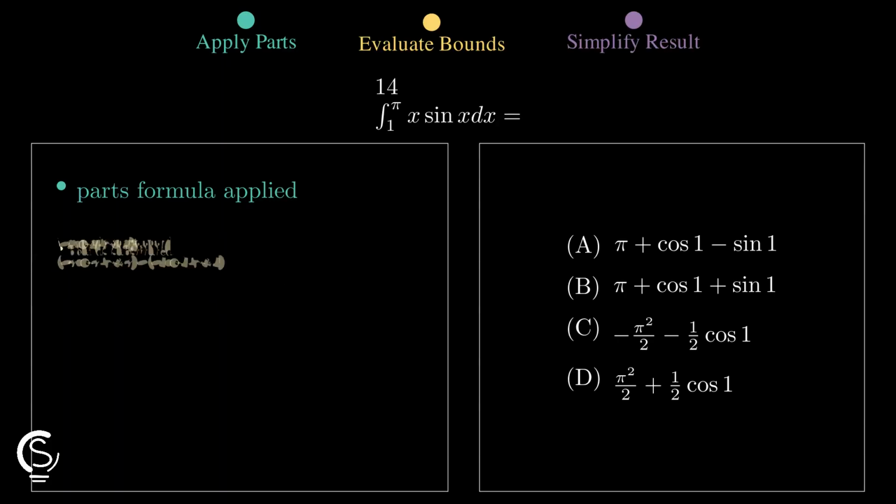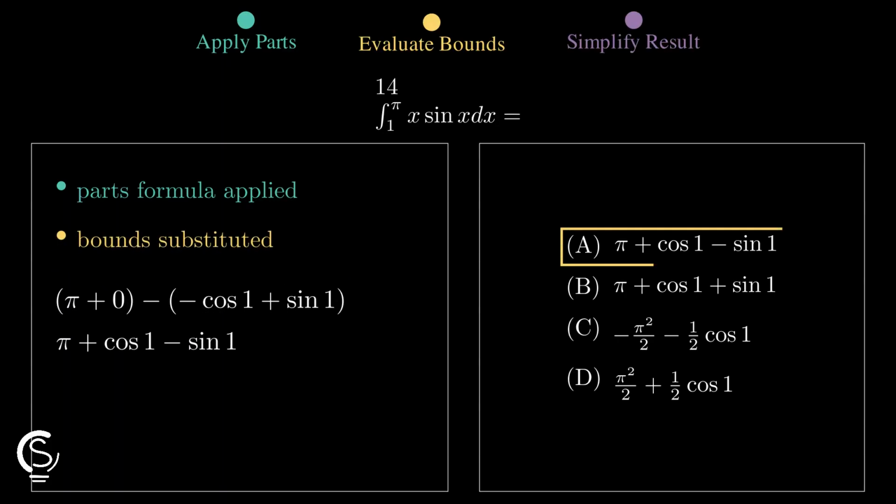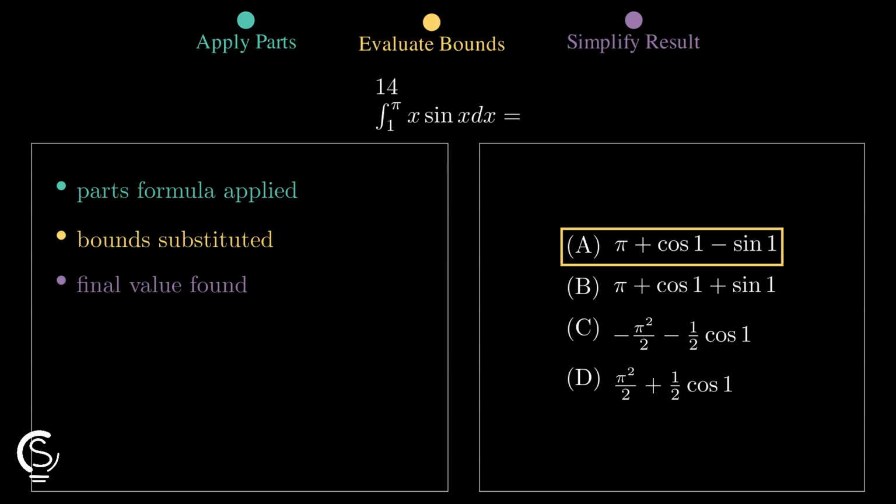Finally, substitute the known values cosine pi equals -1 and sine pi equals 0. Distribute the negative sign to match the correct option and finish the math problem now.